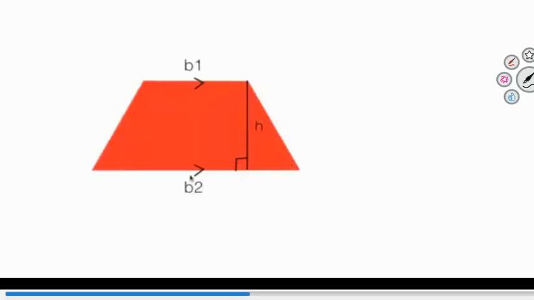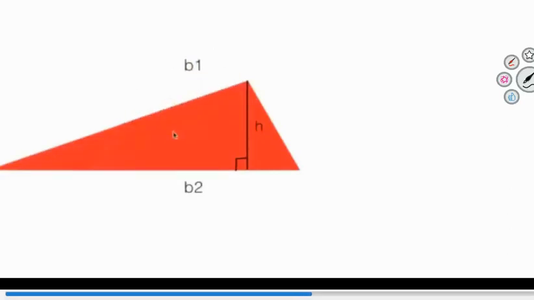Now that we have my trapezoid labeled, let's look at where the formula came from. If I draw a little line from the midpoint on this side all the way up to here and cut this little piece off, rotate it and then slide it down, now I've made one big triangle. Notice the area didn't change.